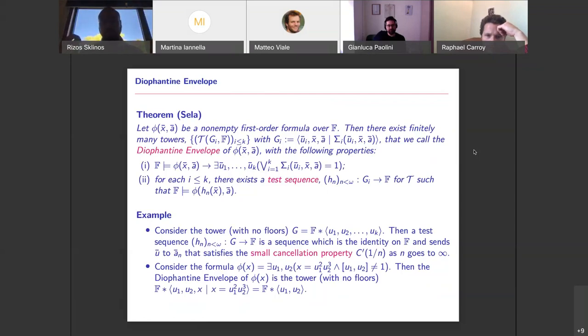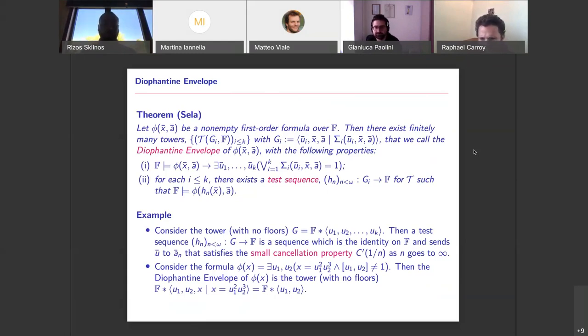And moreover, I have some control over some solutions. The test sequence, a test sequence is a sequence of morphisms of my tower that live in the set. So we gain something. We gain some geometric understanding of some solutions of the formula. And this is what I'm going to exploit in order to generalize the original idea of the non-commutativity argument.